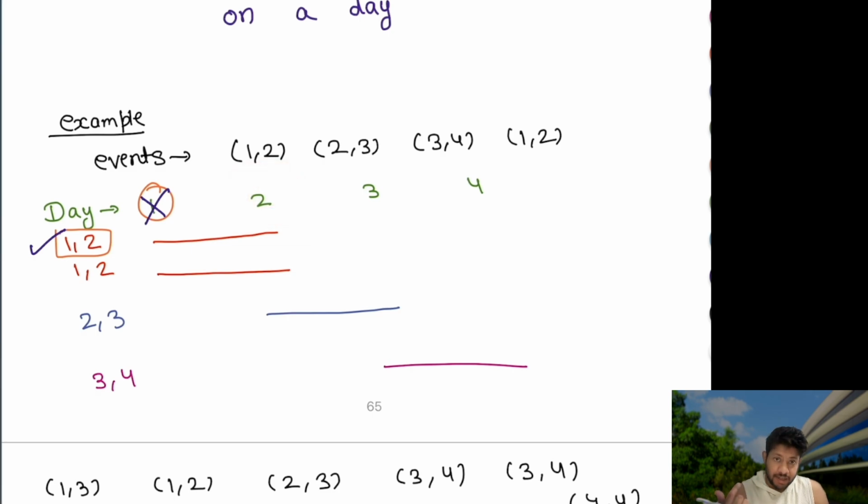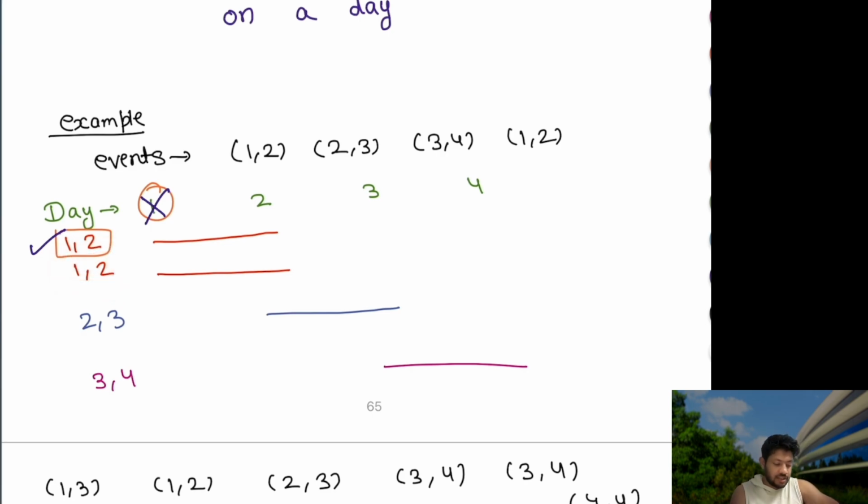Which one do you want to attend? Now for sure you don't want to attend this event because we have already attended this event and we want to maximize the number of events we attend, right? So let us try to attend either this one or this one on day number 2. Now the thing is, I will not attend this one. Instead, I will attend this one.